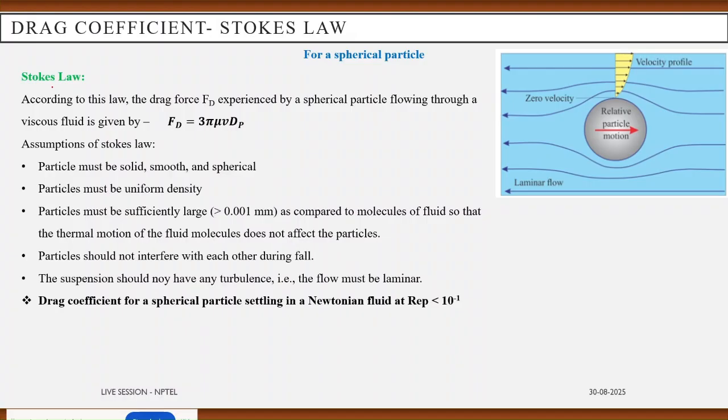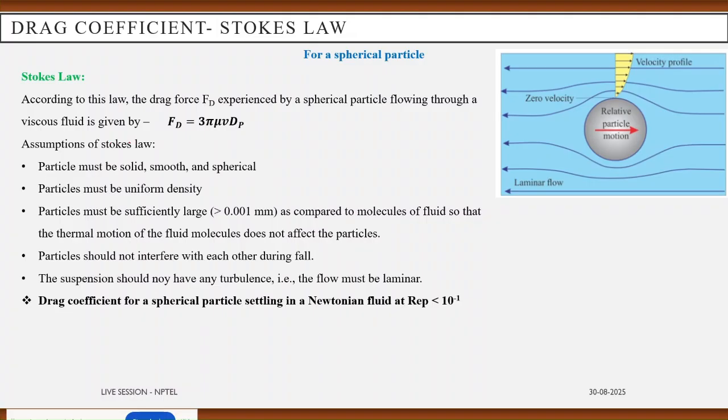So now we are going to define the drag coefficient for different flow regimes, and we will consider a spherical particle for this. Before going to Stokes regimes or laminar flow regimes, we need to have a glance at Stokes law. What is Stokes law?